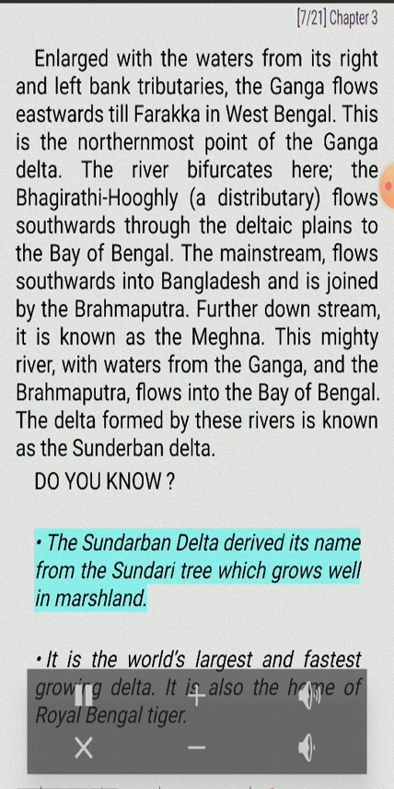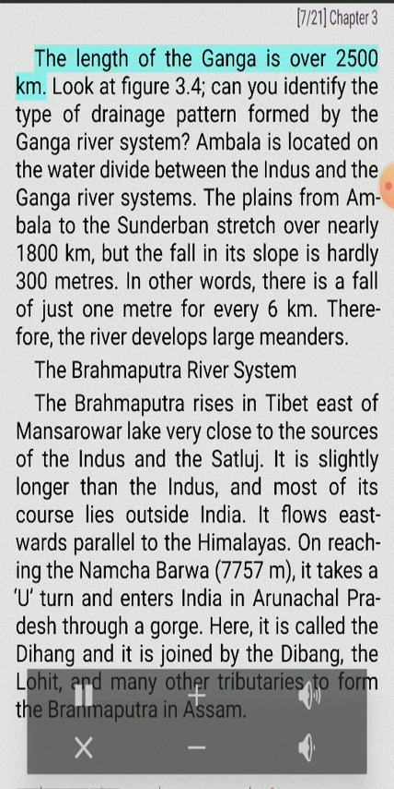Do you know? The Sundarban Delta derived its name from the Sundari tree which grows well in marshland. It is the world's largest and fastest growing delta. It is also the home of the Royal Bengal tiger. The length of the Ganga is over 2,500 kilometers. Look at figure 3.4. Can you identify the type of drainage pattern formed by the Ganga river system?